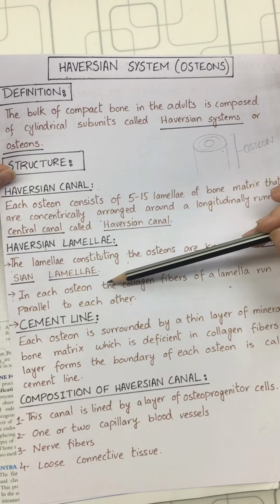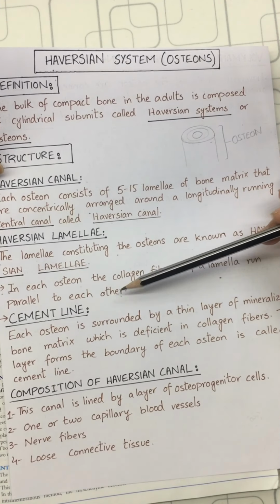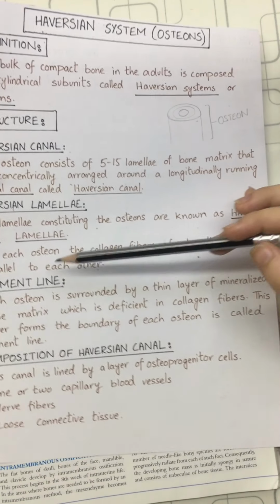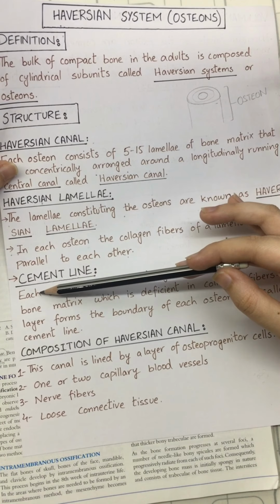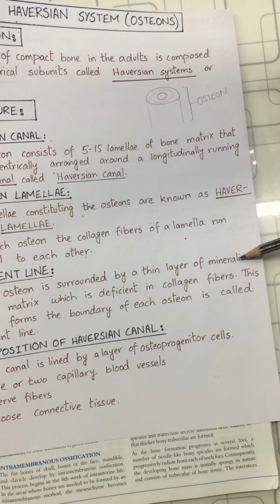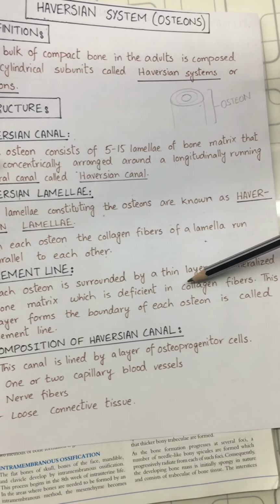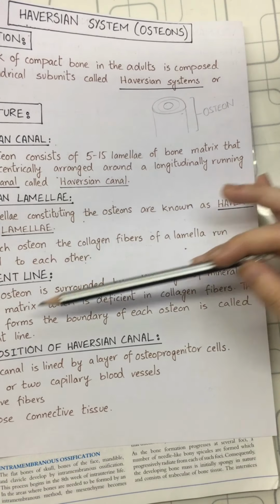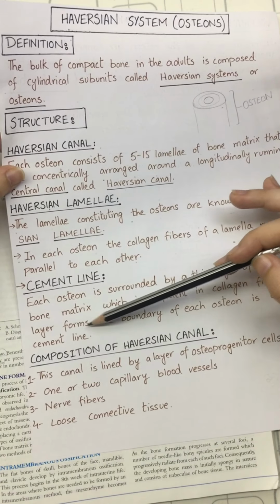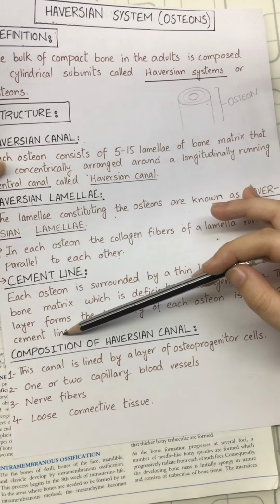In each osteon, the collagen fibers of a lamella run parallel to each other. Cement line: each osteon is surrounded by a thin layer of mineralized bone matrix which is deficient in collagen fibers. This layer, which forms the boundary of each osteon, is called the cement line.